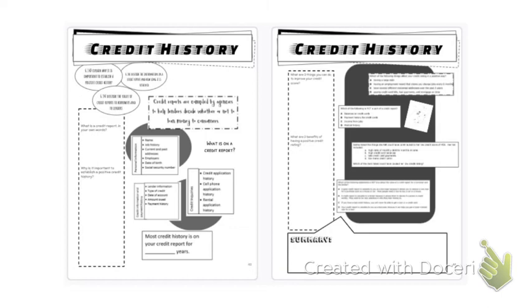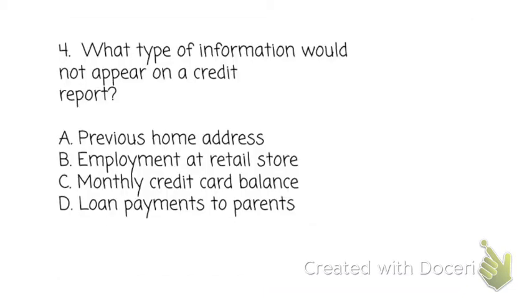All right, the next one is about credit history. You would find this on page 43 and 44 in your math notes. What type of information would not appear on your credit report? Well, anything that those banks would need to prove how responsible you are would be on there. Where you work, where you lived, your credit card balance. But when you borrow money from your parents, that's just kind of a personal exchange. So that is not on your credit report, okay?